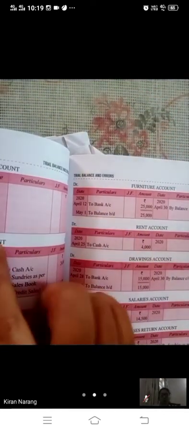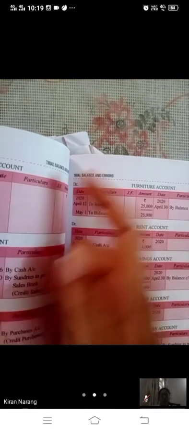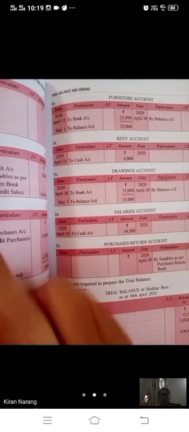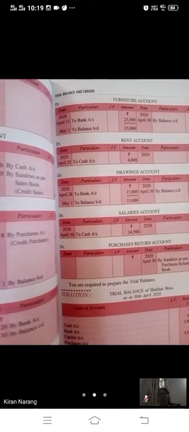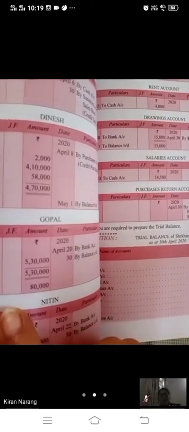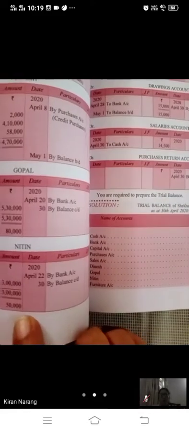Now purchases is showing a total; they have not done the balance. This is 490. It will be shown in the debit column. Then sales will be shown in the credit column. Dinesh is showing a credit balance. It will be written in credit. And Gopal is showing an opening balance on the debit side. It will be written in the debit column. Then Nitin is showing a debit balance. See the balance BD. It will be written in the debit column.